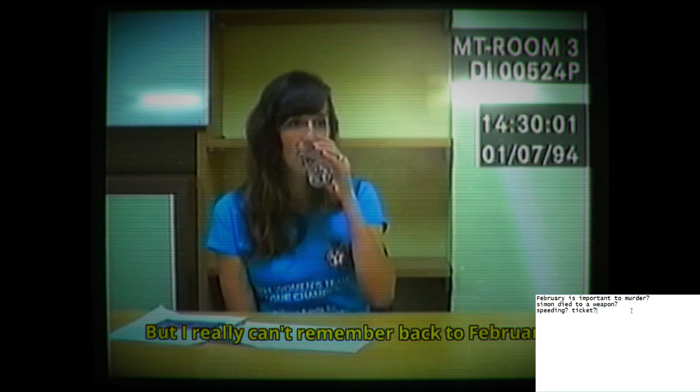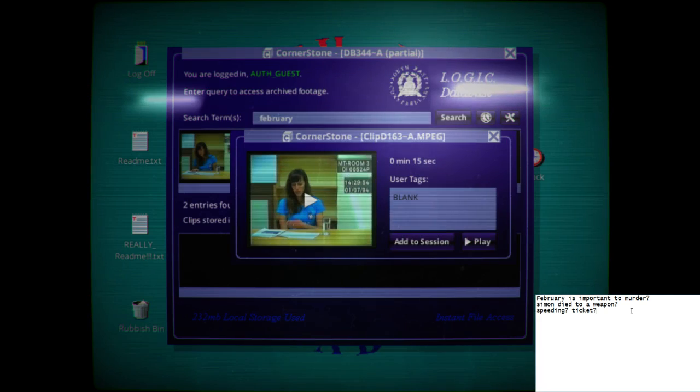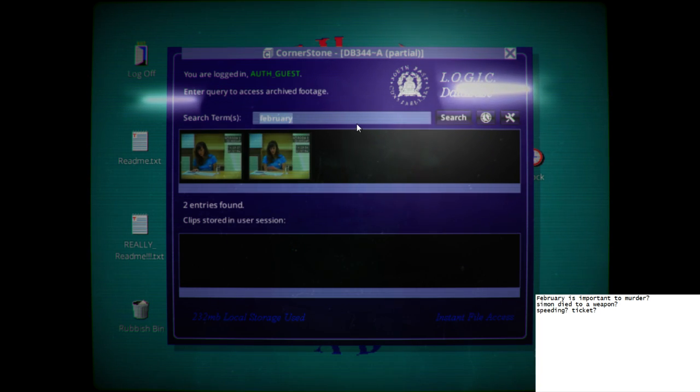So she got a speeding ticket. Did she get a speeding ticket? So we'll search speeding. Let's see more about what was said about speeding.